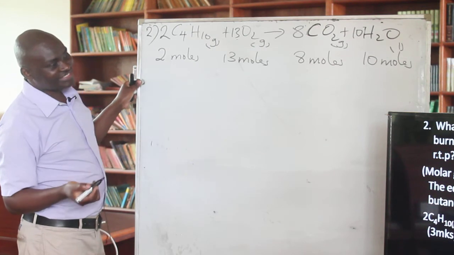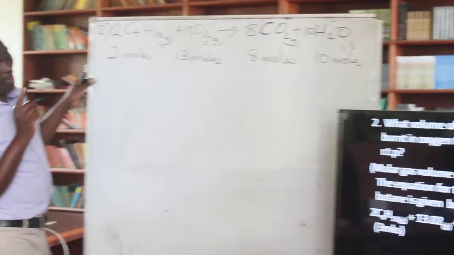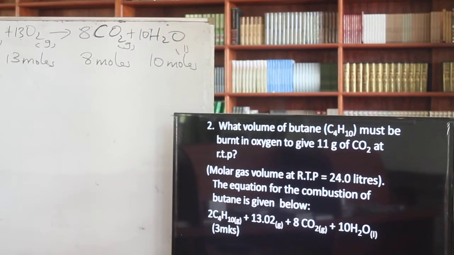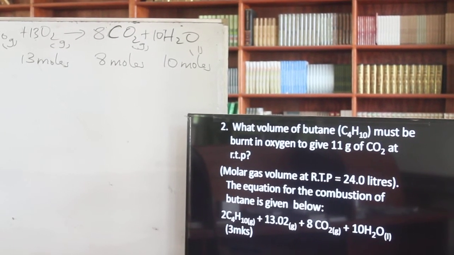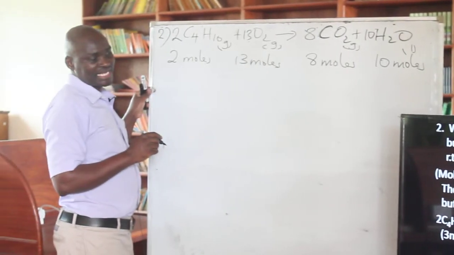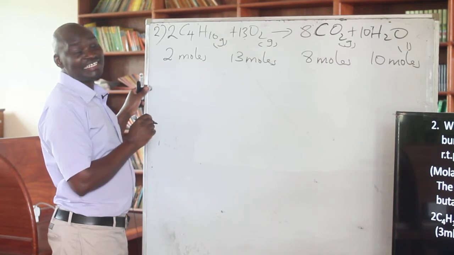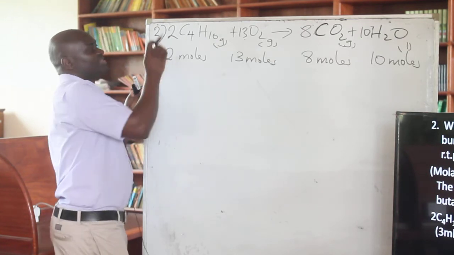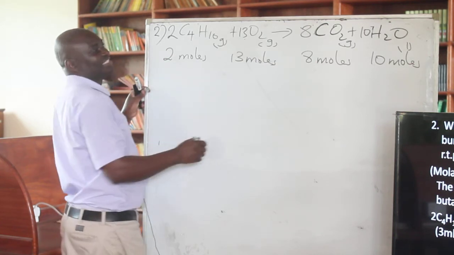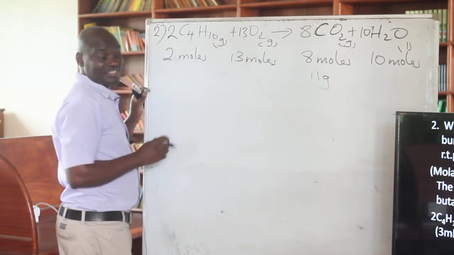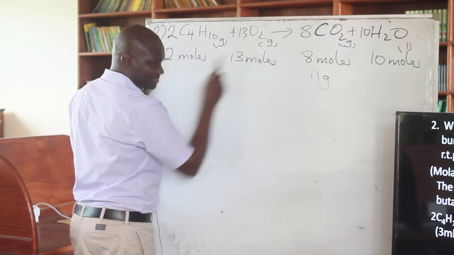Then the next thing is to put the volumes. So what volume of butane must be burnt in oxygen to give 11 grams of CO2? We know that the RFM is the same as 1 mole. So we must convert that into volume. The mass of carbon dioxide formed is 11 grams. So we must know the volume which is equivalent to 11 grams.